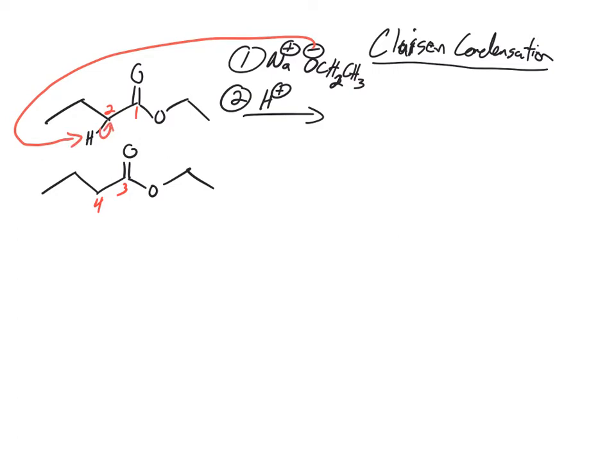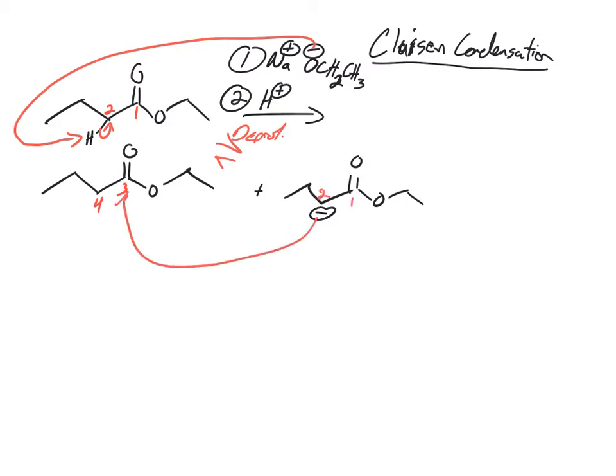So deprotonation. What are we going to get down here? So deprot. What do we end up with? We end up with an enolate, a negatively charged carbon, carbon 2. That's our nucleophile. We're going to do that addition, just like we've done before. So that addition step forms a tetrahedral intermediate.